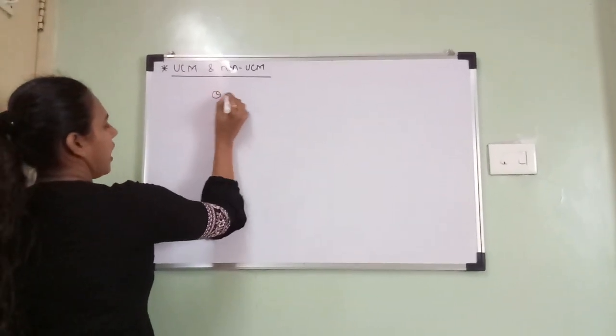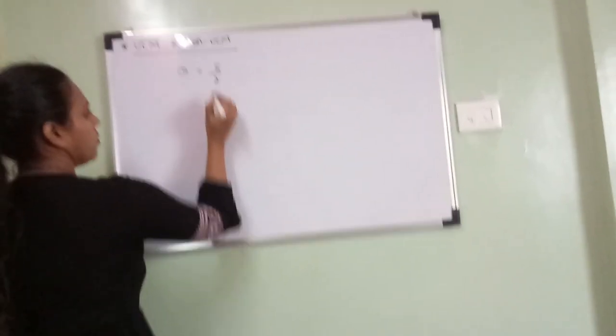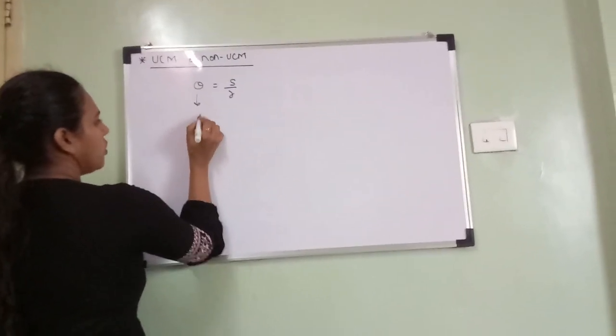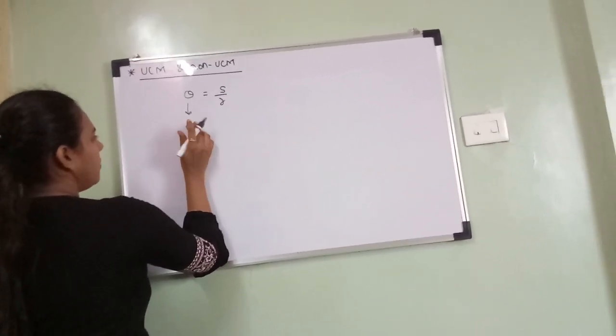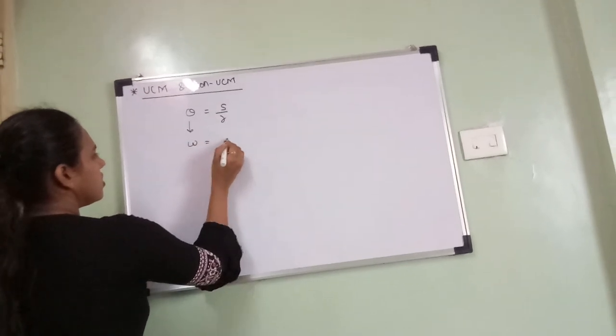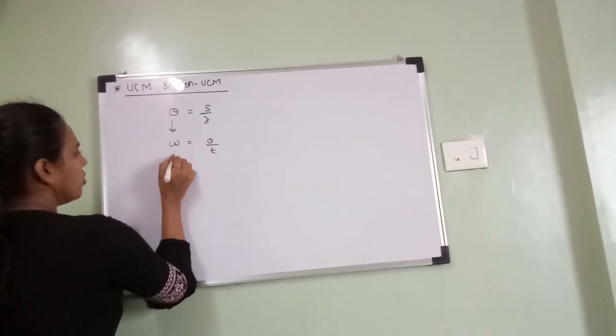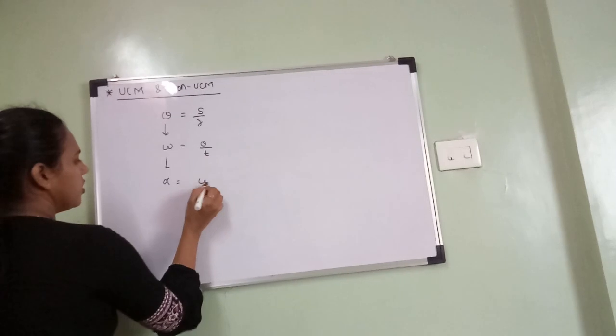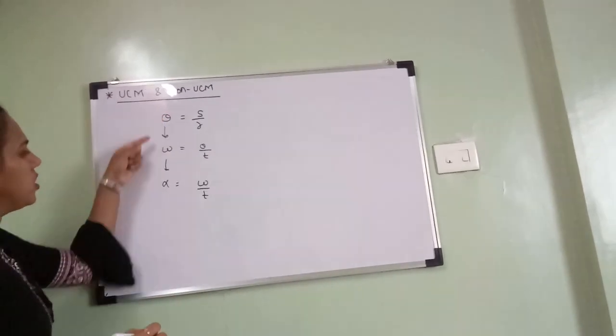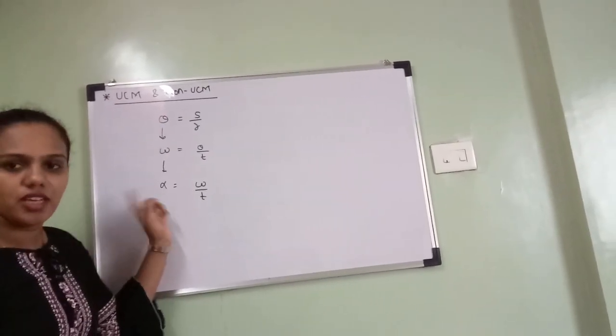See what is theta, angular displacement, which has the formula S upon R. Using theta you have calculated omega, which is theta by t, and using omega you have calculated alpha, which is omega by t. Angular displacement, angular velocity and angular acceleration.